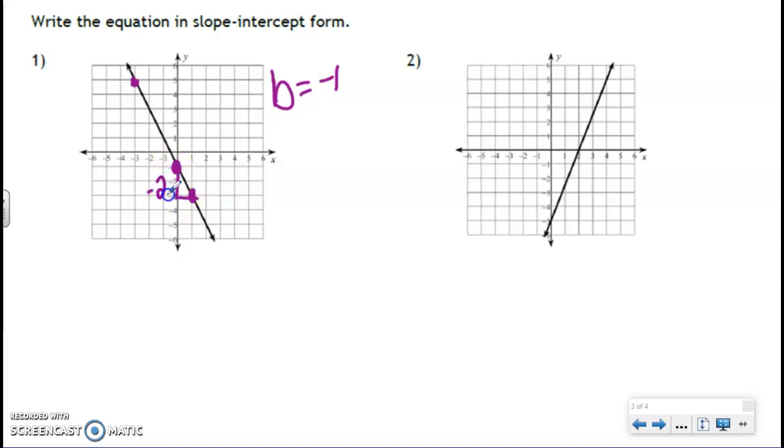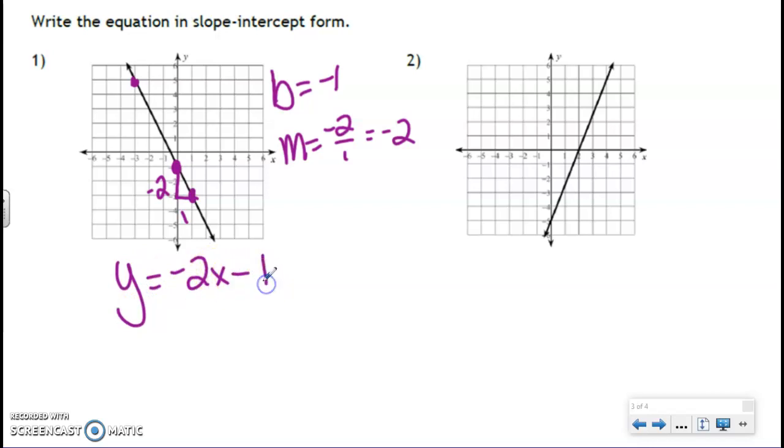So for this one, I actually went down 2, right 1. Down 2, right 1 is -2 over 1, which simplifies to -2. So when I plug that in, y equals m, which is -2, x plus b. So you can do plus the -1 or you can do -1. Either one would work. Not marking you wrong either way.